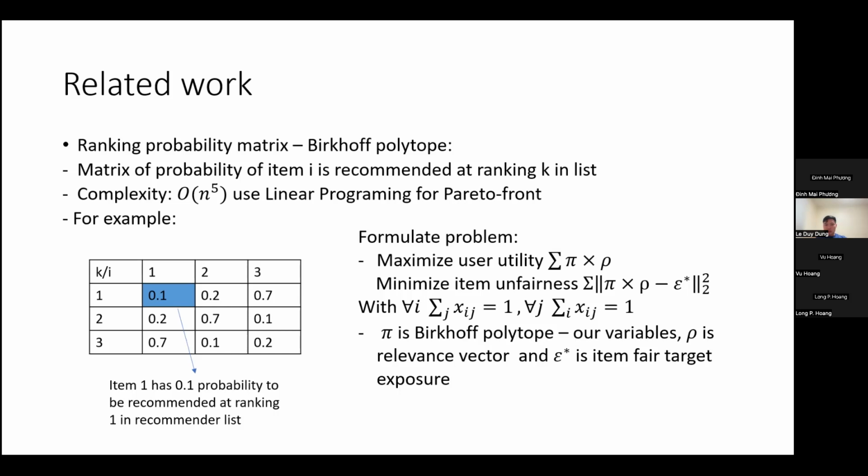And the second objective is to minimize the item unfairness, which is the L2 norm of the exposure score compared to the item fairness target exposure. As you can see, this comes with the constraint that the sum along each row or column of the matrix here will be equal to 1. That is, the total probability of an item being at each position will be 1.